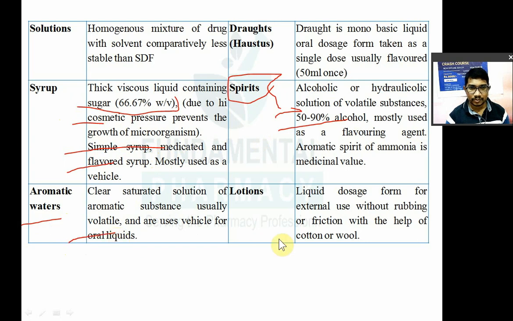लोशन क्या होता है? लोशन आप लगाते हो, है ना, वैसलीन लोशन, सर्दी में आ गया वैसलीन लोशन। तो लिक्विड डोसेज फॉर्म फॉर एक्सटर्नल यूज विदाउट रबिंग और फ्रिक्शन विद द हेल्प ऑफ कॉटन और वूल। तो इसमें विदाउट रबिंग ये अप्लाई करना है, रब नहीं करना है। रब अगर करेंगे तो उसको बोलेंगे लिनीमेंट। इफ यू आर अप्लाइंग समथिंग बाय रबिंग एक्शन known as a liniment.